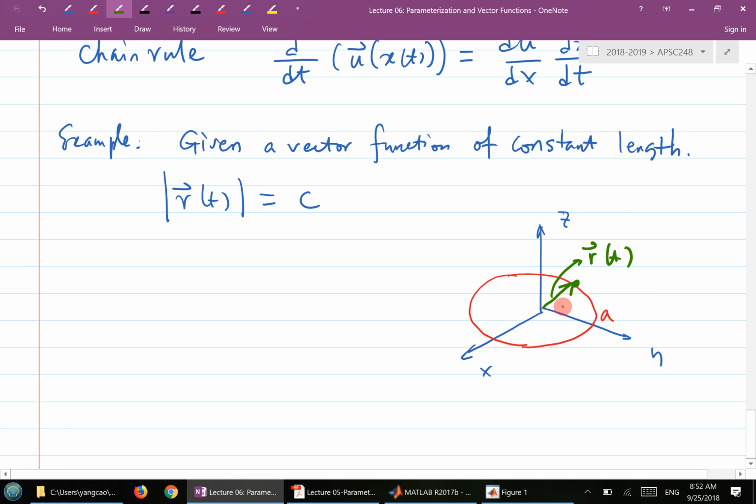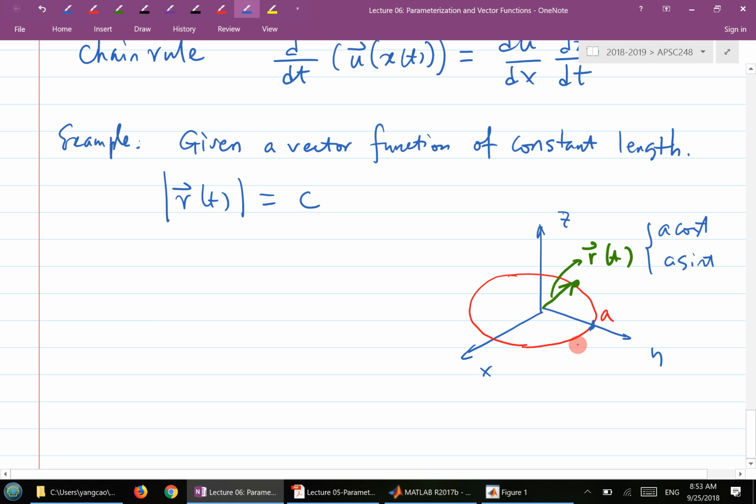So if you look at this one here, let's say you started here and are moving around, and a candidate for r of t, as we learned before, could be a cosine t, a sine t. That's your r of t possible solution. Now, what's the length of this r of t? It's a, which is a constant length, right? Constant length.